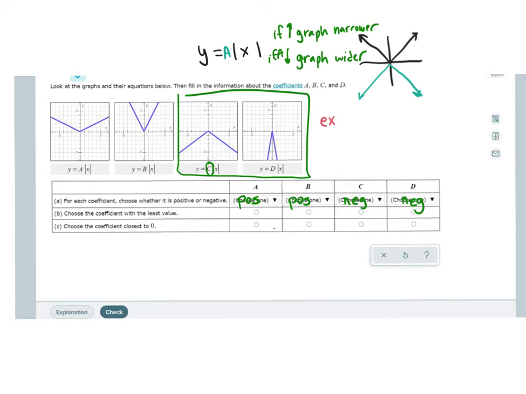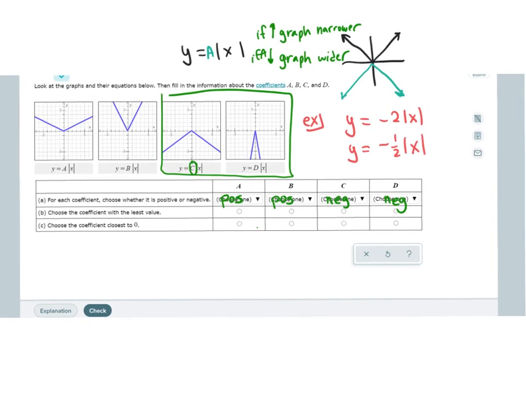So for example, if you just graph in your graphing calculator, say, -2 absolute value of x and -1/2 absolute value of x, the -2 is smaller because it's more negative. And if you graph this, you would see that this one is going to look something like this, while this one will be wider, something like this. So in this case, D is the smallest value because it's the largest negative.